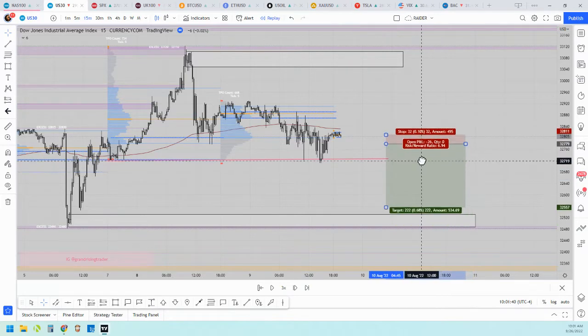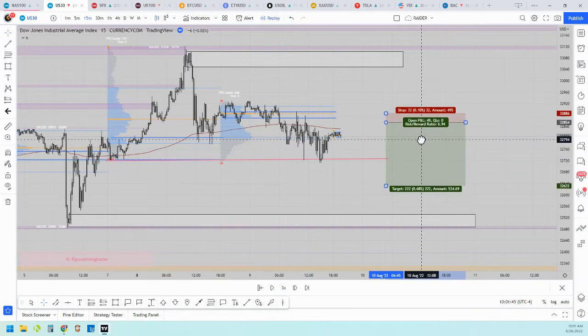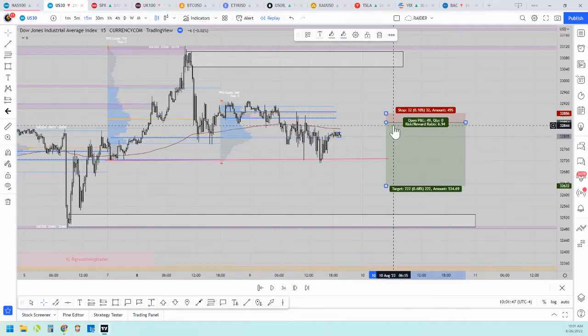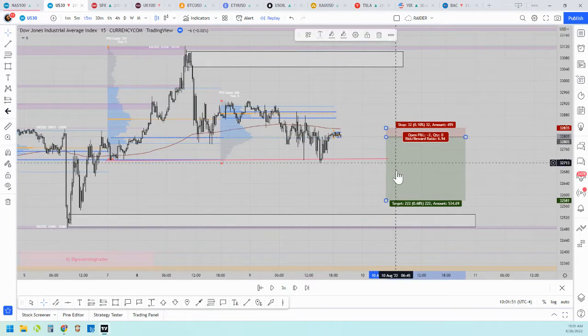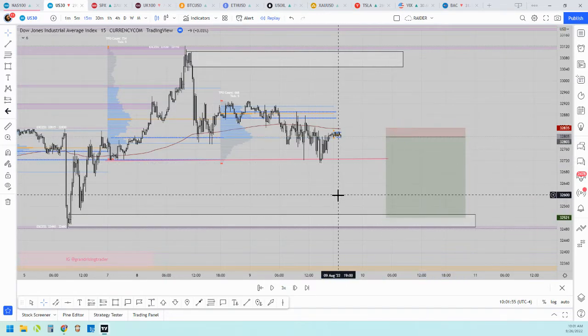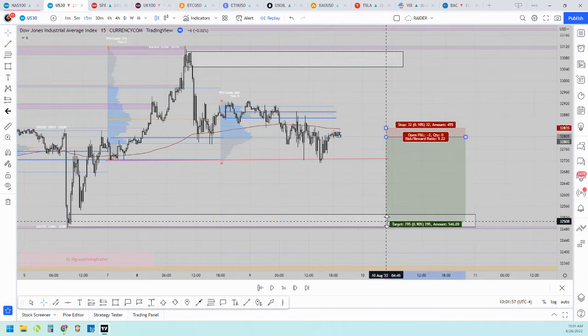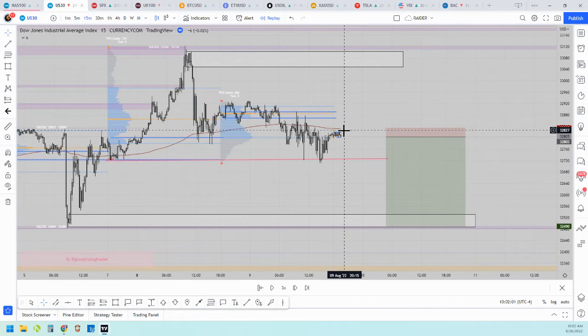So maybe I'll move it right here. Oh wait, that's not the entry. I'll move it right here, and I'll move this here. And I'm actually going to move this a little bit down here. This is right around the 200 EMA.